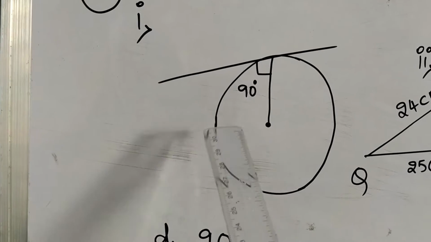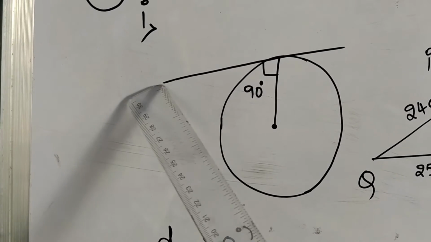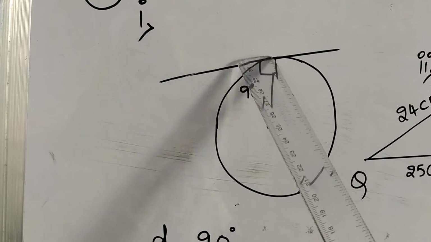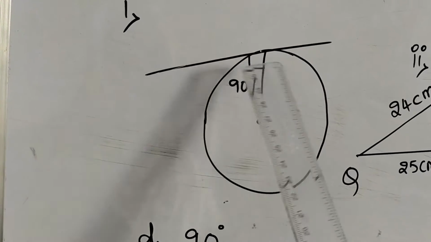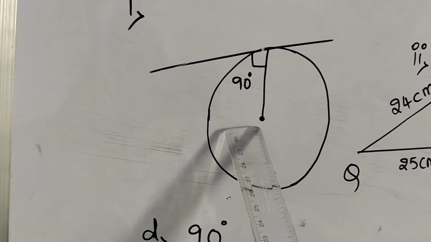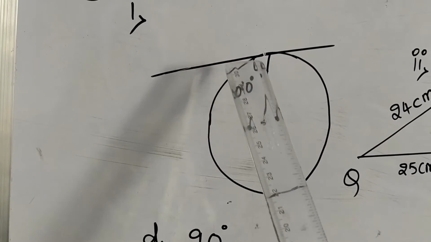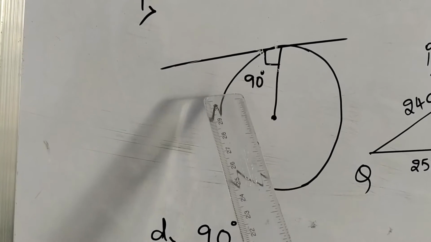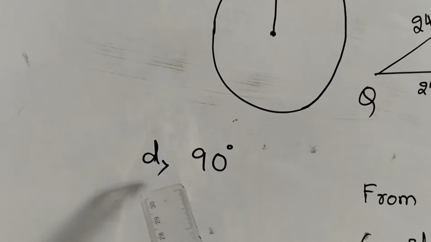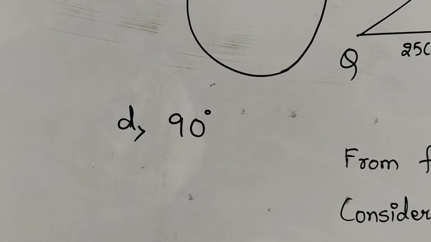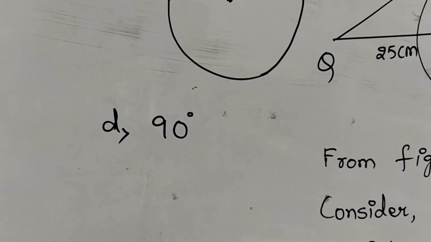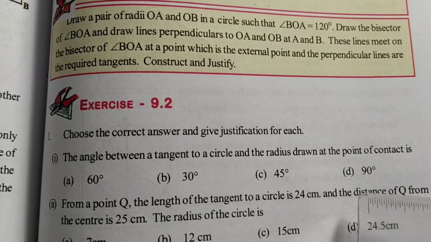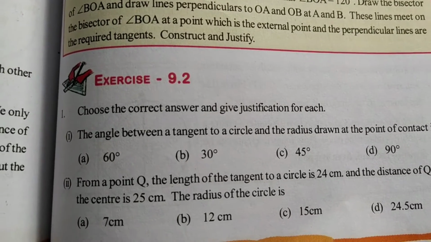Observe here, students, this is the diagram of the first one. Here one tangent is there, and on that tangent is the point of contact of the circle. From this point of contact I am drawing the radius. Now we have to say the angle between these. See here, it is forming 90 degrees. Hence the option is D, that is 90 degrees. So here you will choose 90 degrees. Next, see the second question.